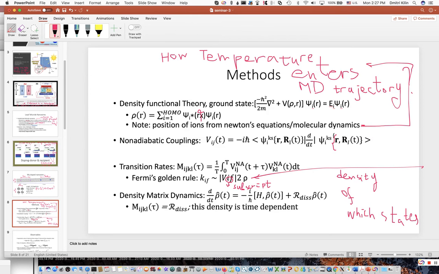In slide number 8, methods, I want to ask, how does temperature affect Newton's equation of motion in molecular dynamics? Give me a second.